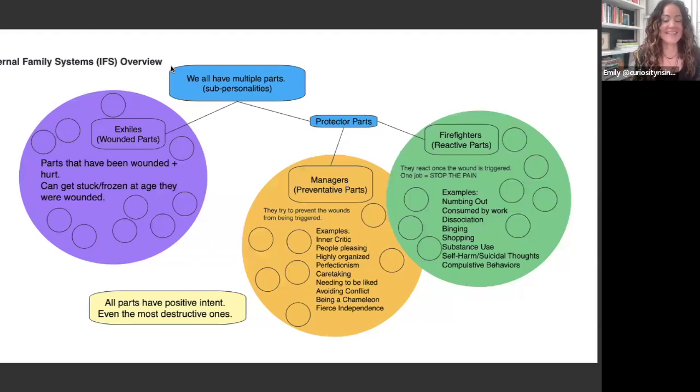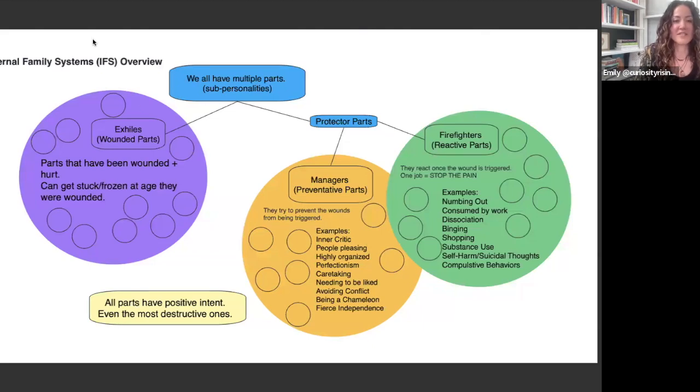Okay. And again, these often are not praised or reinforced by society. They're often looked down on, because this can look like suicidal thoughts, suicidal behaviors. This can look like substance use. This can look like other compulsive behaviors. This can look like binging. This can look like numbing out, dissociating. So it's really looking at the states of, when we think about the nervous system, like fight, flight, freeze, that's where these firefighters are existing, in those states of dysregulation of fight, flight, or freeze.